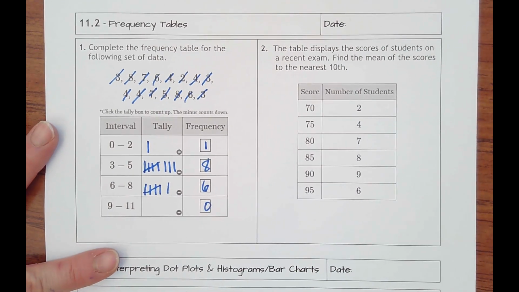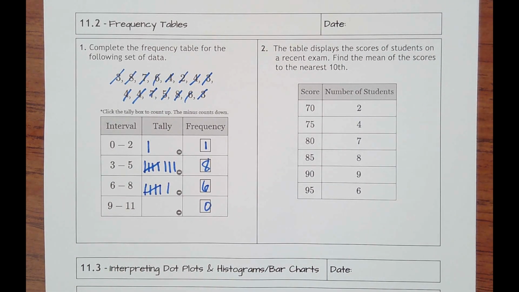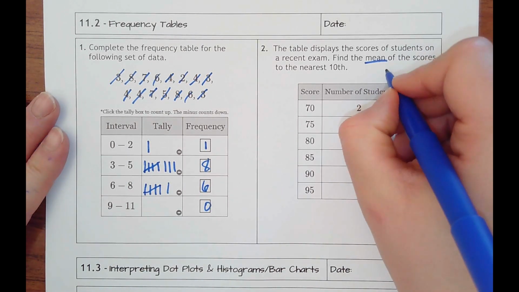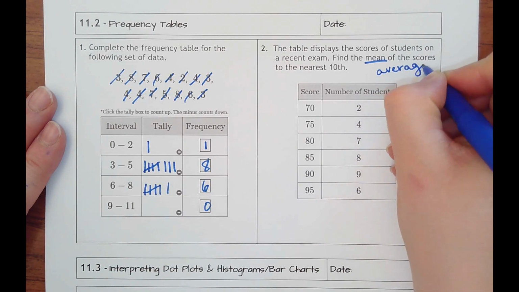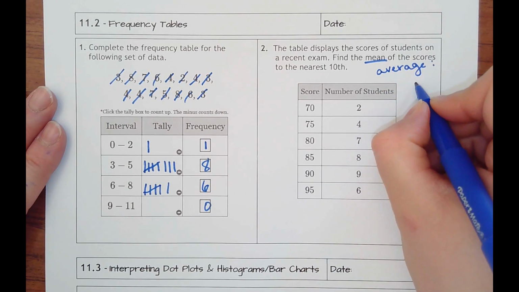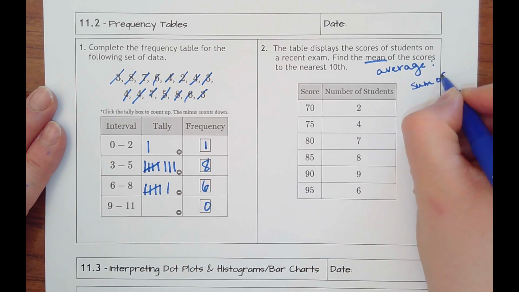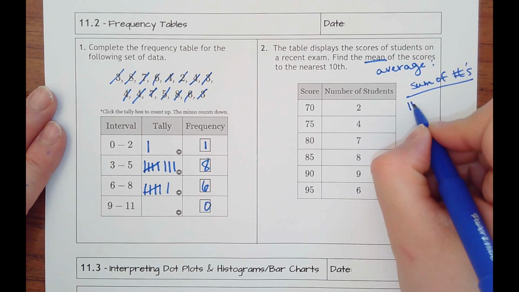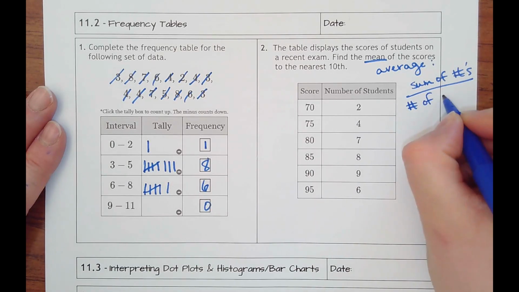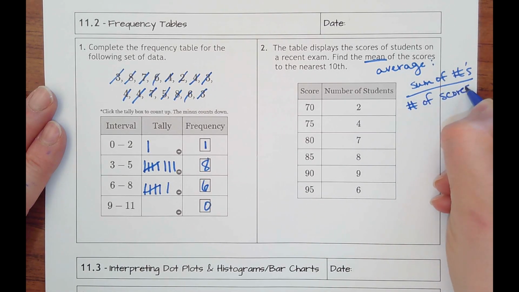And that's it. Number 2, the table displays the scores of students on a recent exam, so a test that they took. Find the mean of the scores to the nearest tenth. Mean is really a word for find the average. And to find the average of something, you total up all the numbers. So I'm going to put the sum of numbers. You divide that by the number of scores or numbers.